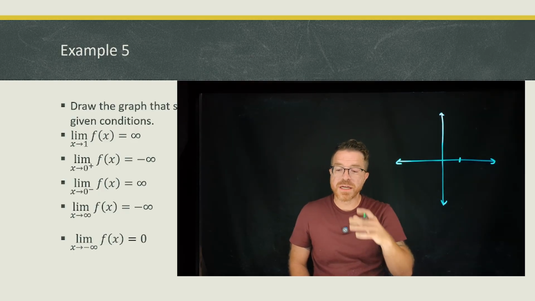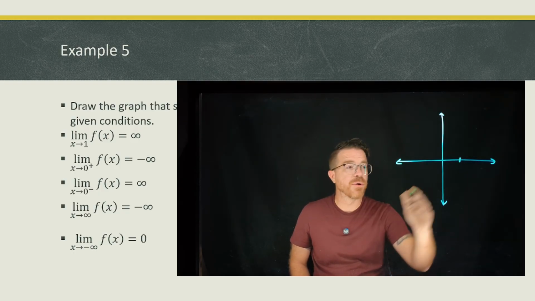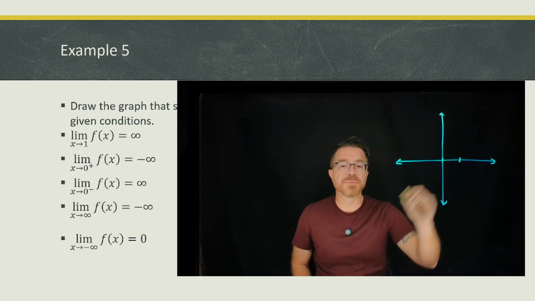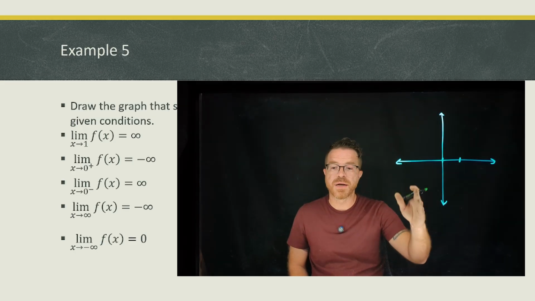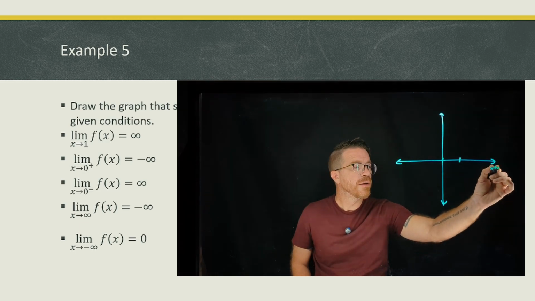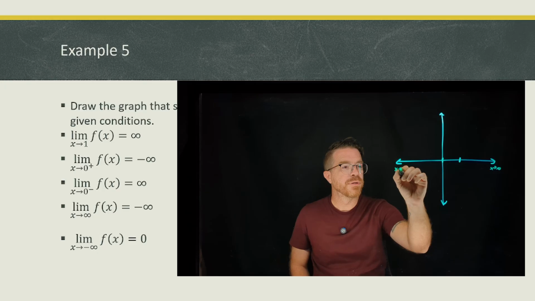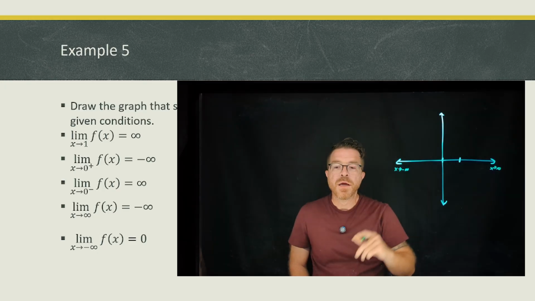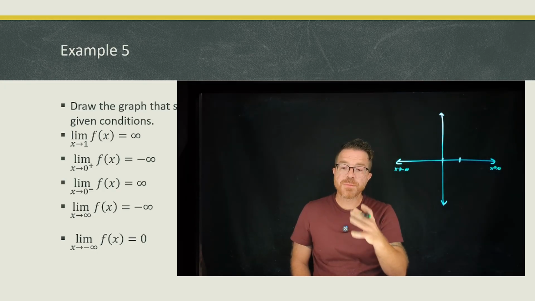The second and third limits look like I'm approaching 0 from the left and the right. So that means I know something's going to happen to the left and to the right of this value. And then we're going to look at as x goes to infinity and as x goes to negative infinity. So first, let's look at our limit as x approaches 1.